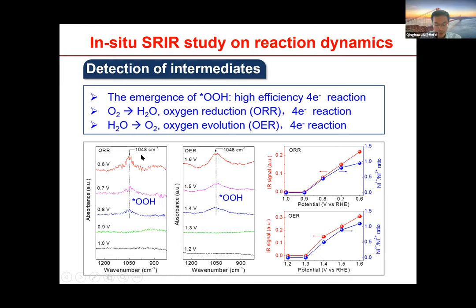Interestingly, when a potential of 0.6 volt was applied, a prominent absorption band appeared at 1,048 per centimeter, which suggests the emergence of a crucial intermediate during the ORR process for the lattice string morph. In comparison, no vibrational absorption band was observed for the pristine morph at 0.6 volt or lower potentials.